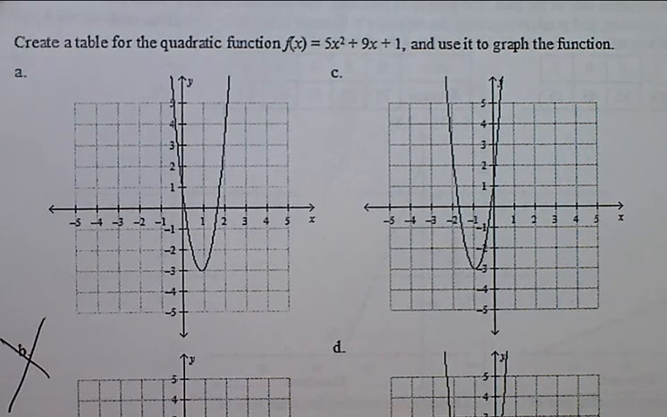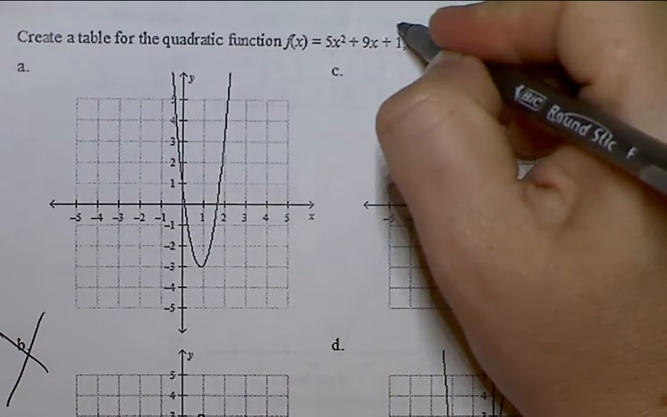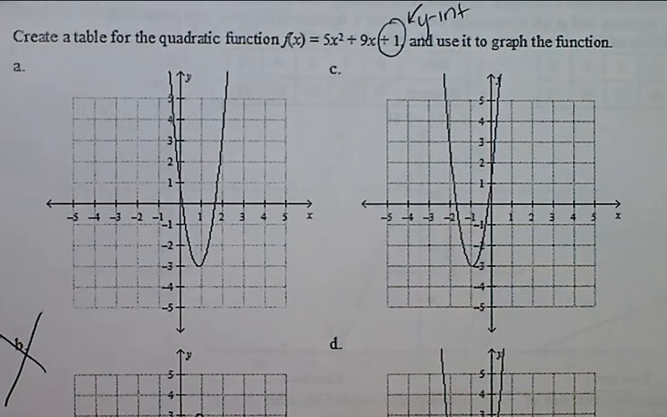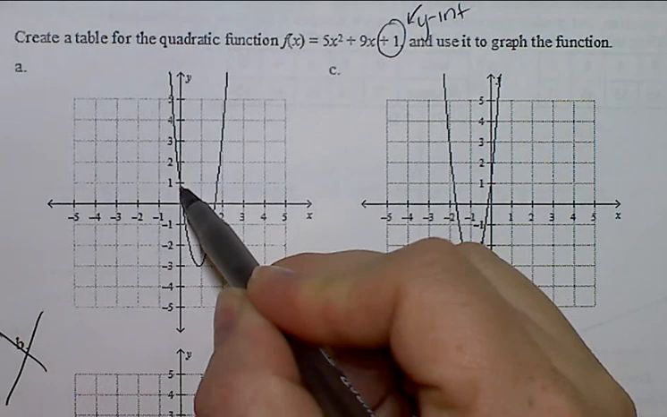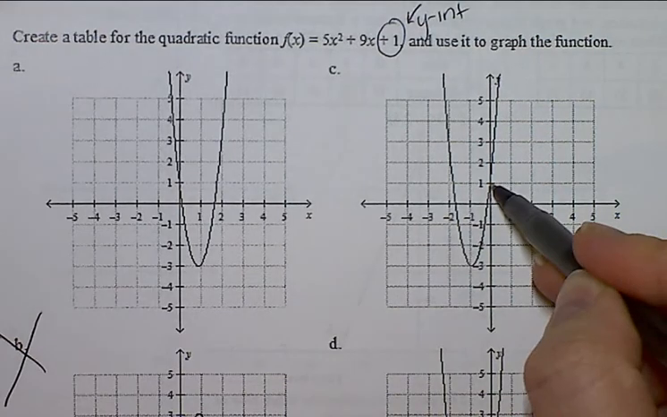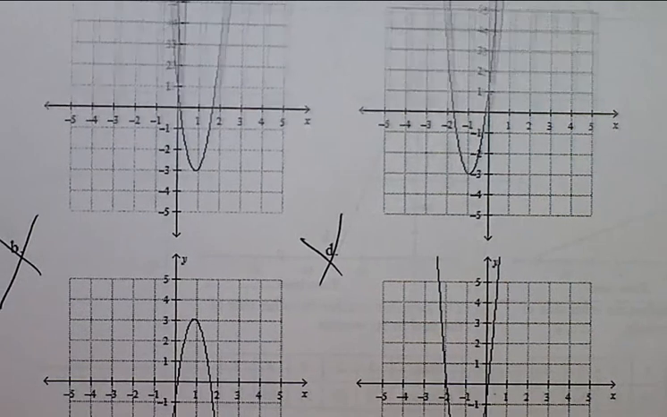All right, so what other things could we use? Well, remember in standard form, this tells us what the y-intercept is. So let's look at our 3 remaining options and see, can we cancel anyone out? So does this go through the y-axis at 1? Yes. It could be that option. Does this go through at 1? Yeah. Does this go through at 1? Okay, so it's option A or it's option C.